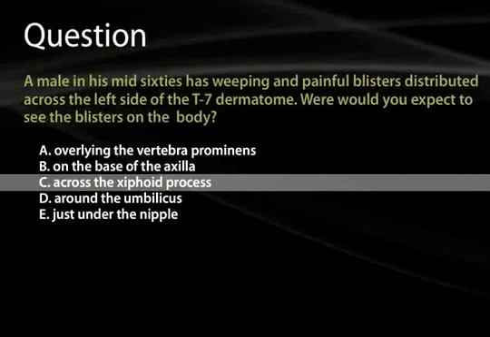If you were thinking of some of the other ones, the vertebra prominens is going to be up near the T1 and sometimes the C7 vertebrae. Then you have the base of the axilla, which would be around the T1 dermatome, sometimes a little bit of T2. And then the umbilicus is the T10 dermatome, and then the nipple as the T4 dermatome.